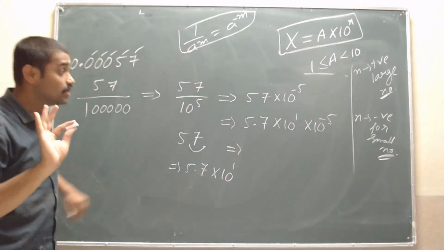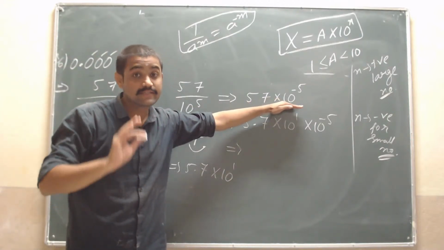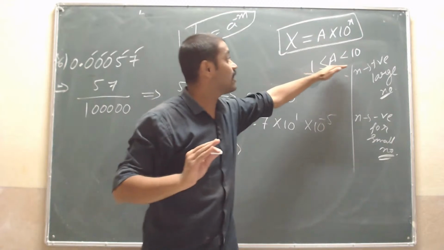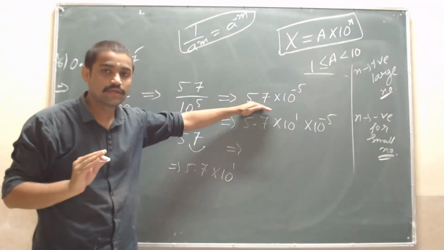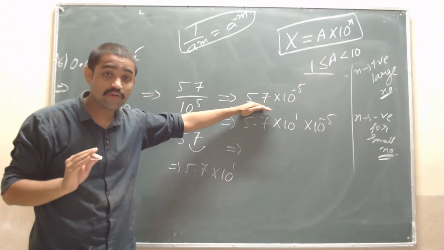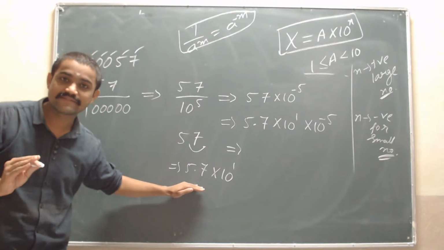Is it clear to you? The answer is 57 into 10 to the power of minus 5. Sir, we have to concentrate: a value must exist between 1 and 10. But here it has 57. So what we have to do is convert 57 into standard form.